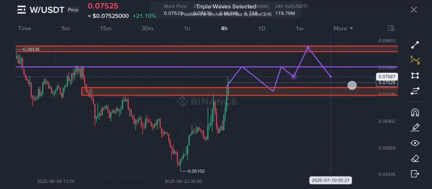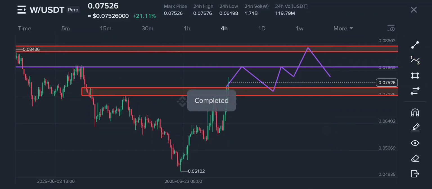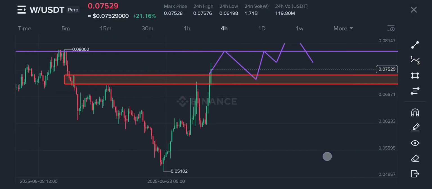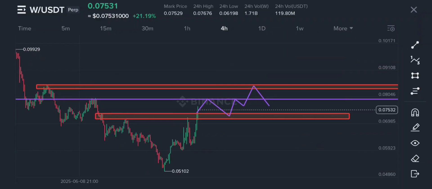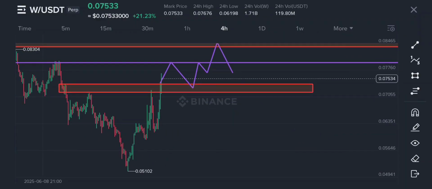And then we retrace back. So this is what I am expecting. So in essence, I am waiting. I'm going to wait for this to play out.